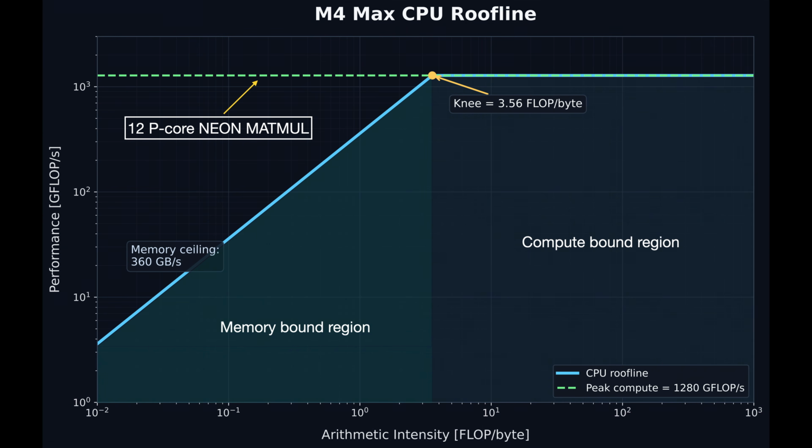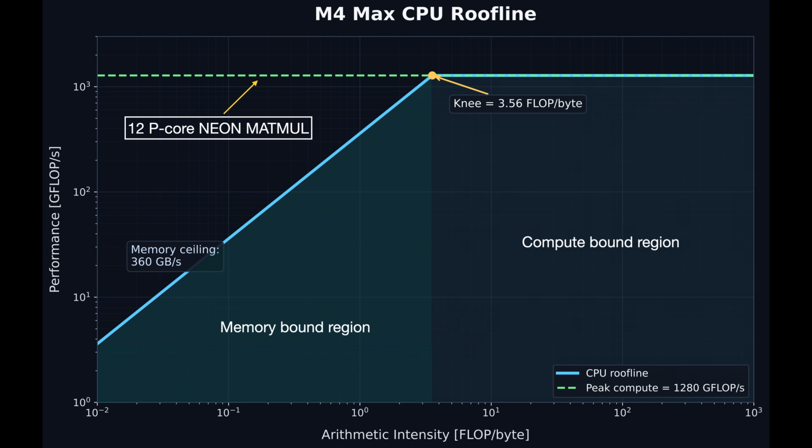What you're looking at here is the empirical Roofline model for the M4 Max CPU, built entirely from our own measurements. On the x-axis, we have arithmetic intensity. That's how much compute work you do per byte of memory accessed. On the y-axis, we have compute performance in gigaflops. This diagonal line represents the memory bandwidth limit. In this region, performance scales linearly with arithmetic intensity, because the CPU is starved by memory.